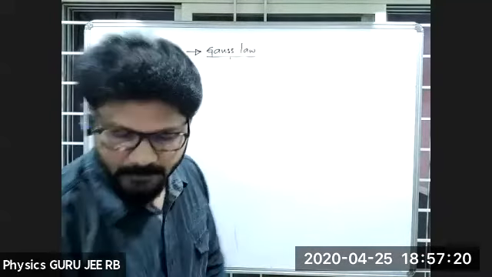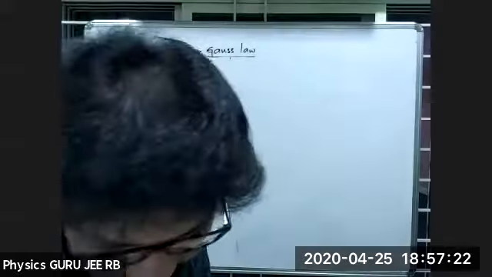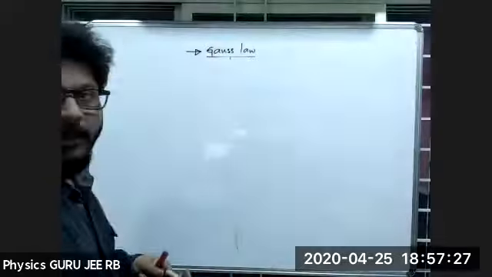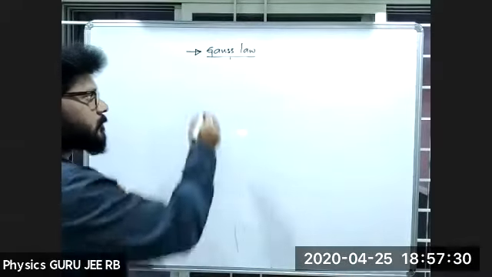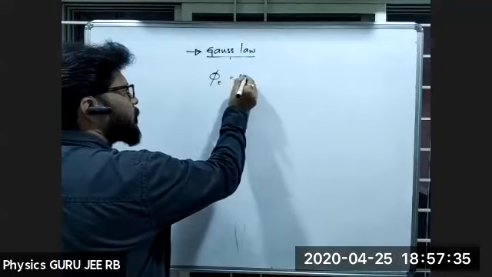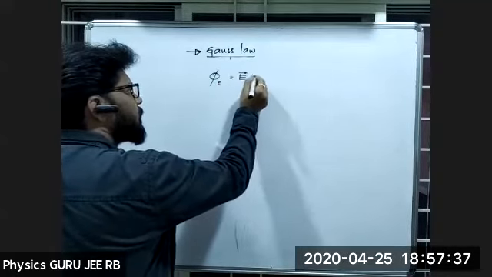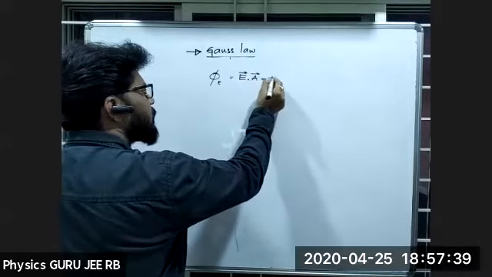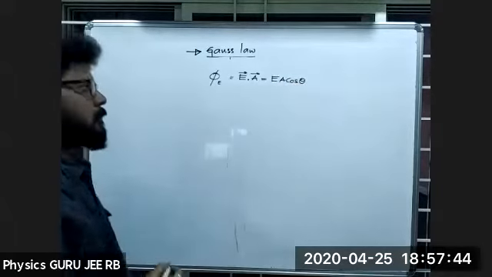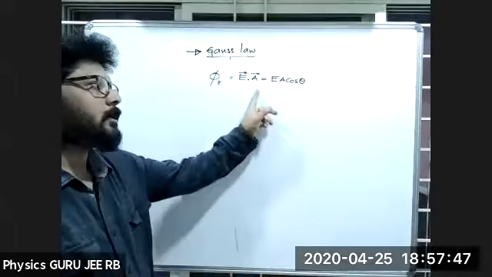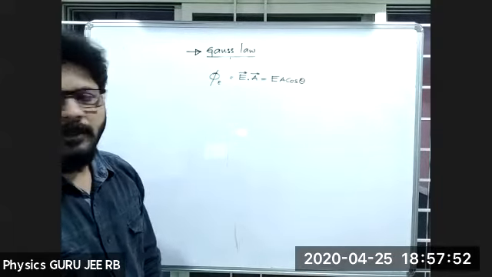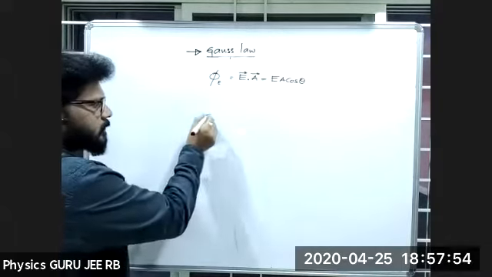The flux, I'm taking the flux. So what is the definition of flux? Just now we're saying that flux phi is equal to the scalar product of E and A, or EA cos theta. So E dot A is equal to EA cos theta. Right. Now, if I take one surface, let me take one surface like this.